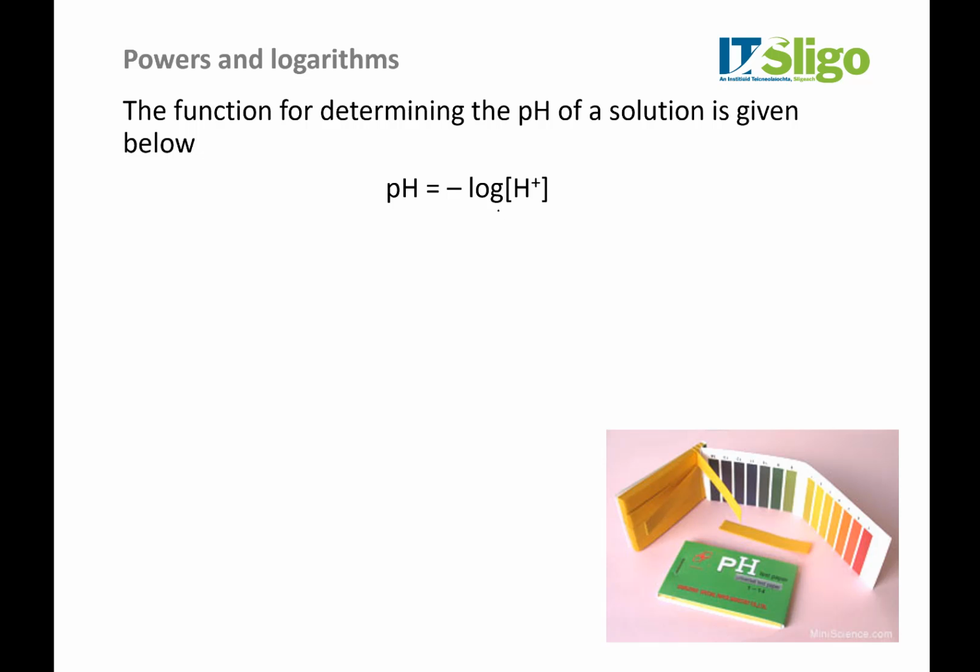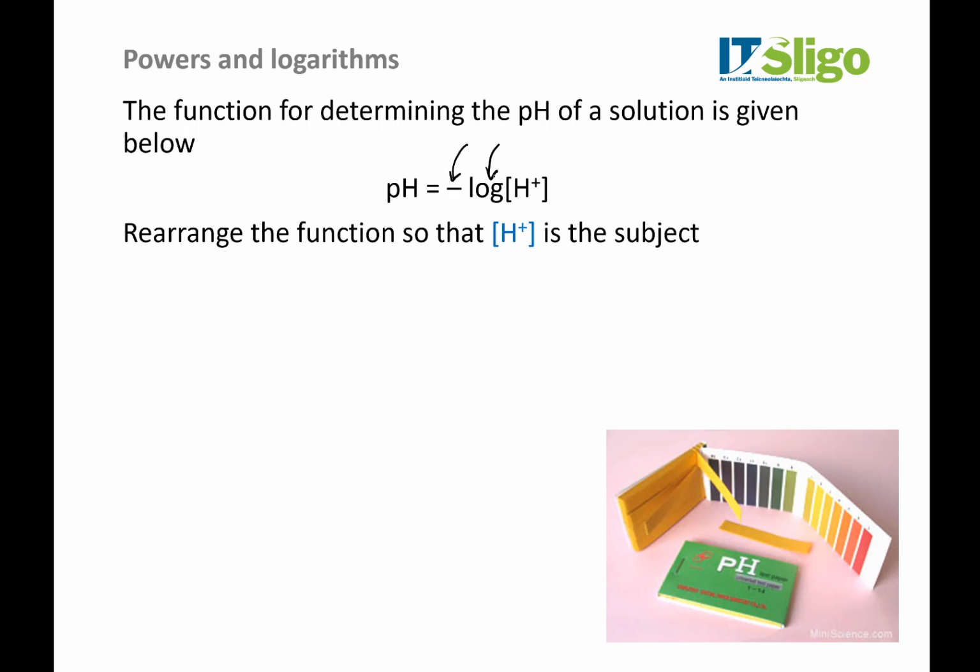And first thing guys, we want to get the hydrogen ion concentration on its own. So we want to get that bit, H plus in brackets, on its own. So there's two things. We have to get rid of the minus and we have to get rid of the log. You always work from the outside in, so we need to get rid of the minus first and then get rid of the log. So that order guys is critical.